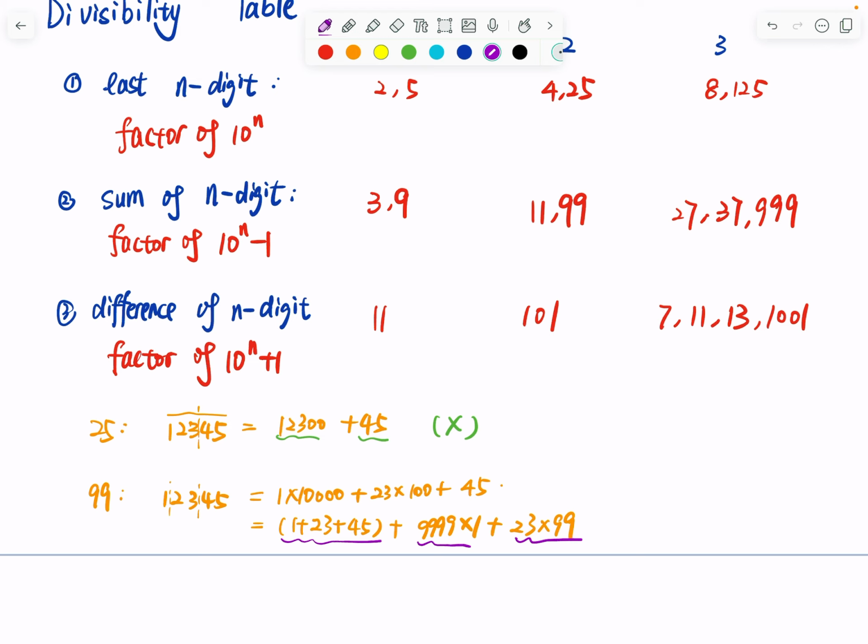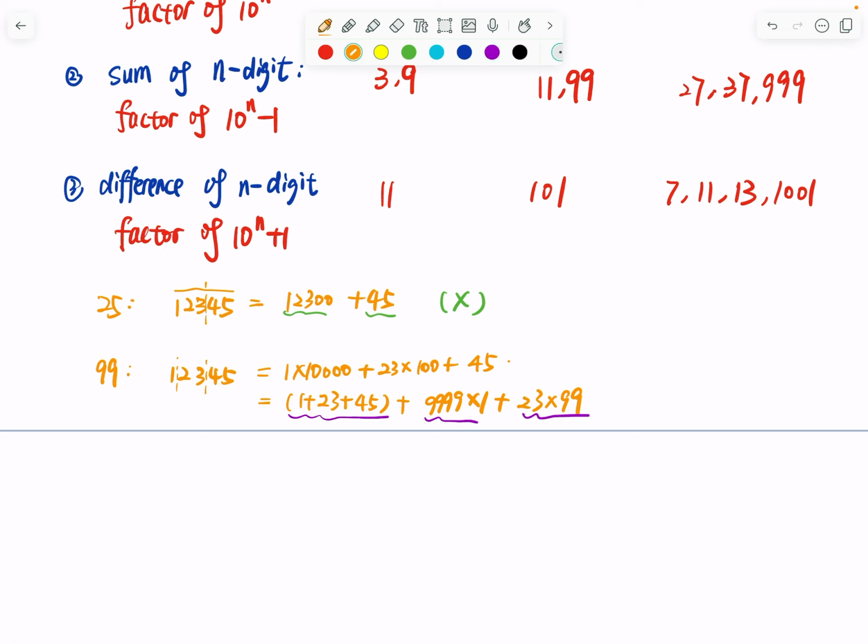Okay, so now let me show you another example, about 11. So about 11, what should we use? We should use the 1-digit cut, right? What is the meaning of the 1-digit cut? We still use the example 12345. You need to cut from right to left, one digit at a time. Now this is group 1, group 2, group 3, group 4, and group 5.